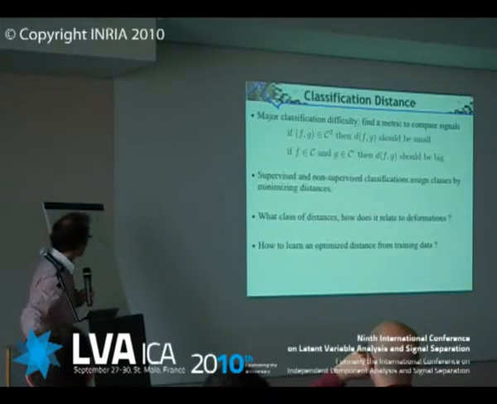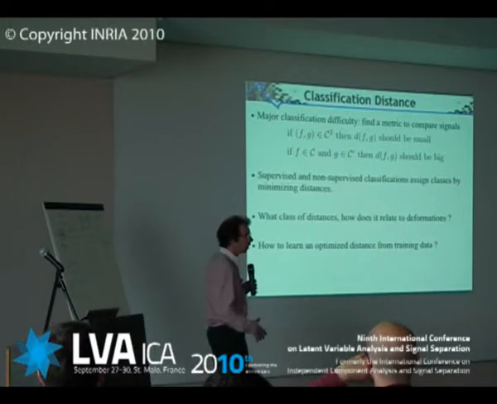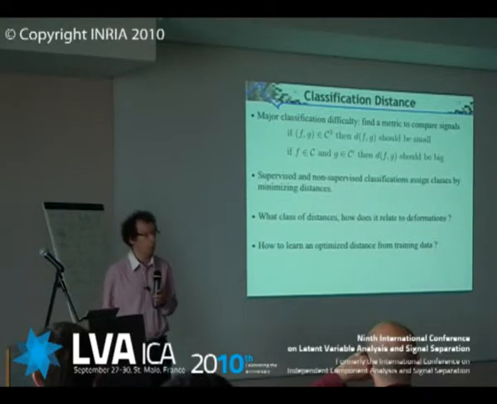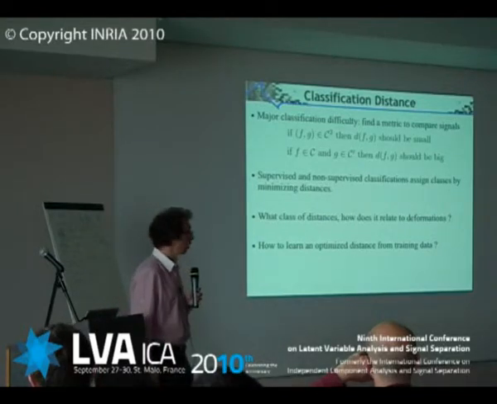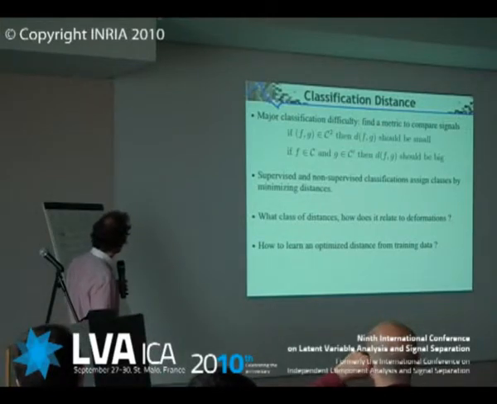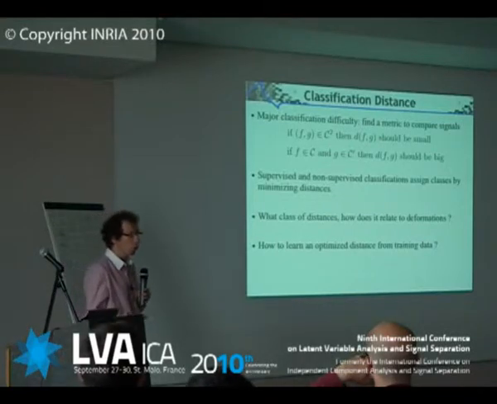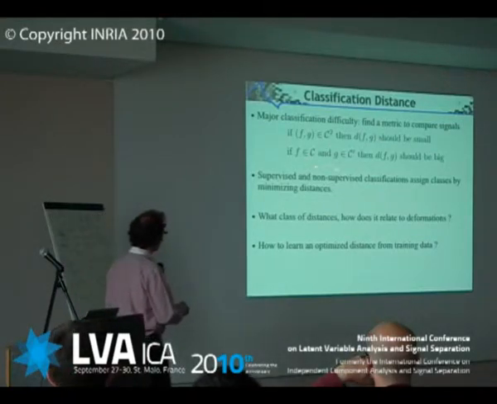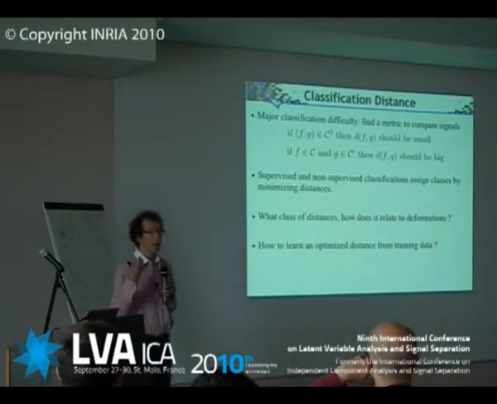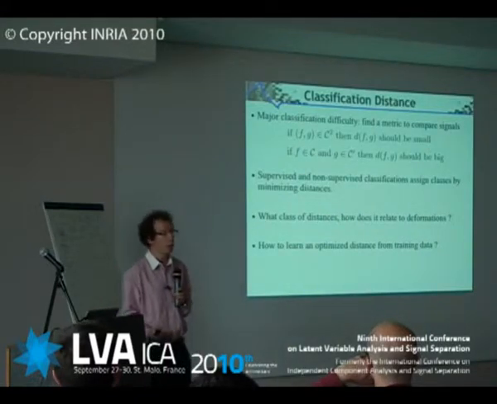And the estimation of this deformation, in some sense, comes as a byproduct of that, and therefore of these latent variables or operators. Now, if you think of the problem from the point of view of classification, really the major difficulty in classification is to find an appropriate metric to compare signals. Now, what does that mean? It means that if you have two signals, f and g, which are in the same class, then the distance between these two signals should be small, and if the two signals belong to two different classes, the distance between the two signals should be big.